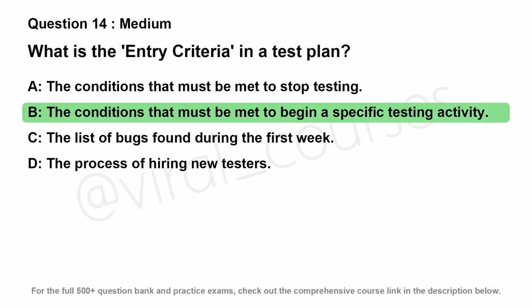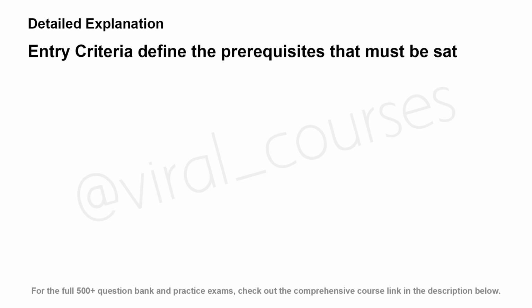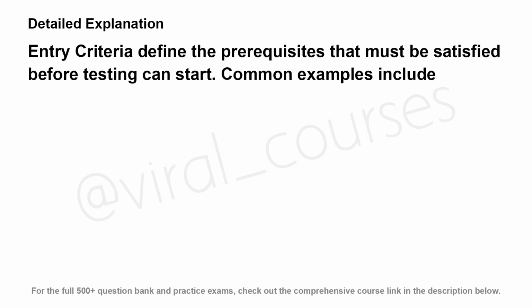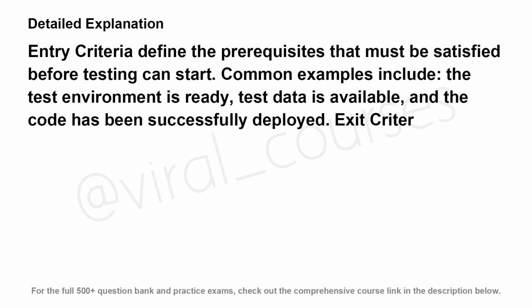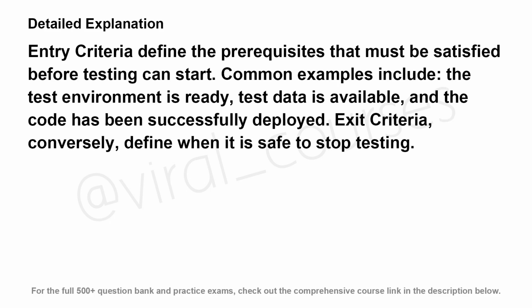The correct answer is B. Entry criteria define the prerequisites that must be satisfied before testing can start. Common examples include: the test environment is ready, test data is available, and the code has been successfully deployed. Exit criteria, conversely, define when it is safe to stop testing.